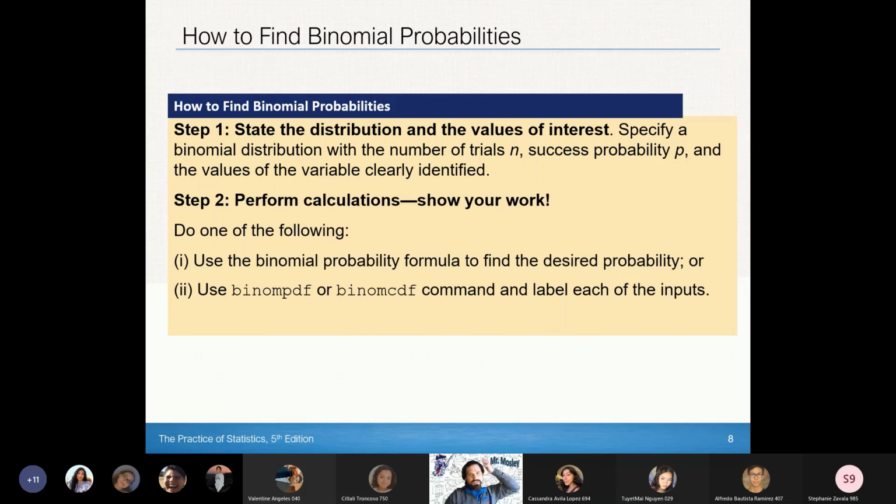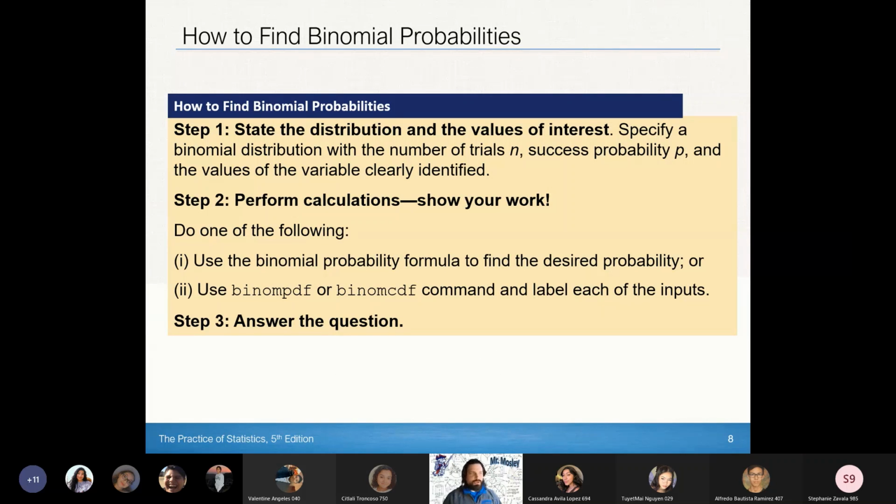Step 2, perform calculations. Please show your work. And you can do your calculations by doing one of the following. Use the binomial probability formula to find the desired probability from the previous screen, or use your calculator and use the binom PDF or binom CDF command and label each of the inputs. I will show you where to do these on your calculator and what they mean by labeling momentarily. Step 3, answer the question. Make sure you're answering the question that was asked, not just providing the result of the probability.